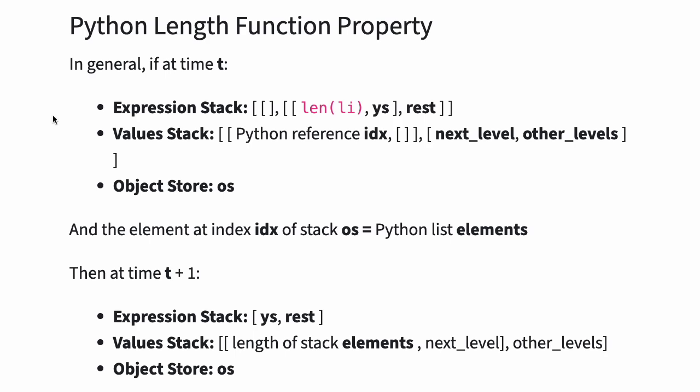In general, if at time t, the expression stack contains an empty element followed by the len function call, and the value stack contains Python reference idx, and the object store is os, and the element at index idx of os is the Python list with elements, then at time t plus 1, the empty element and the len function call are popped from the expression stack, and Python pushes the length of elements into the value stack. The object store remains os.